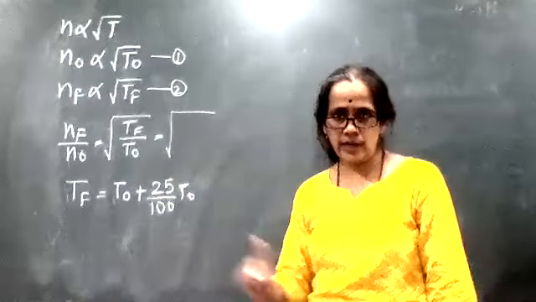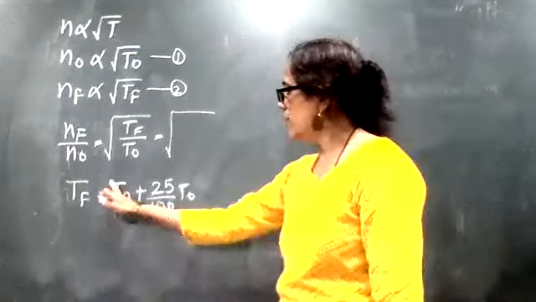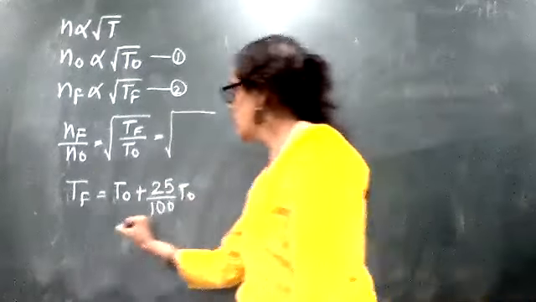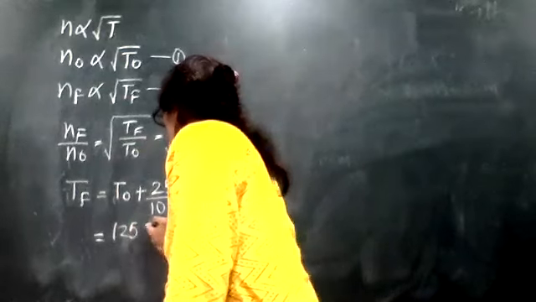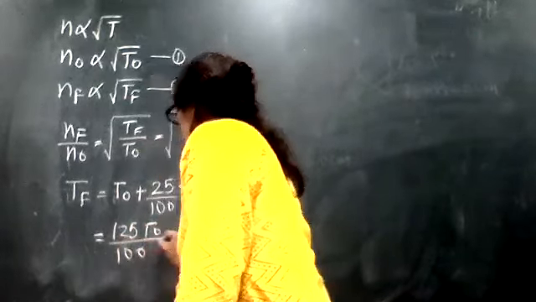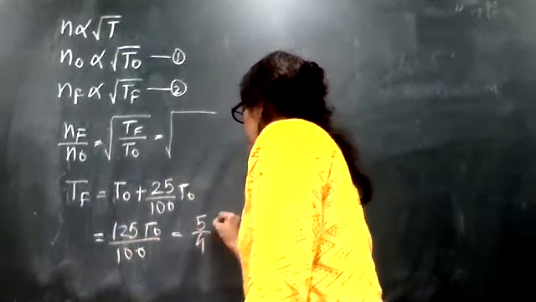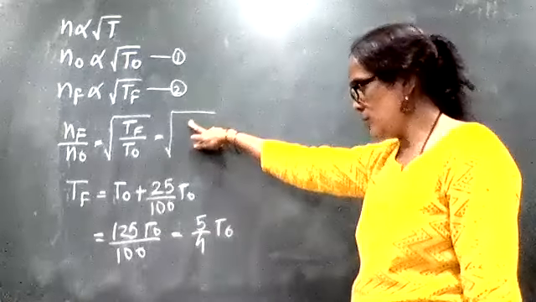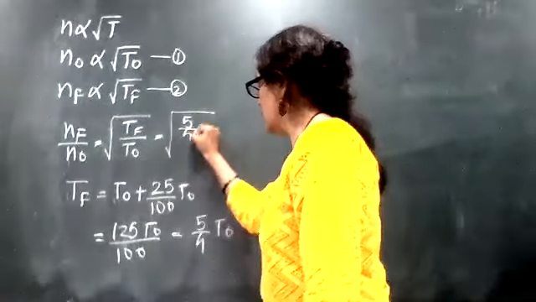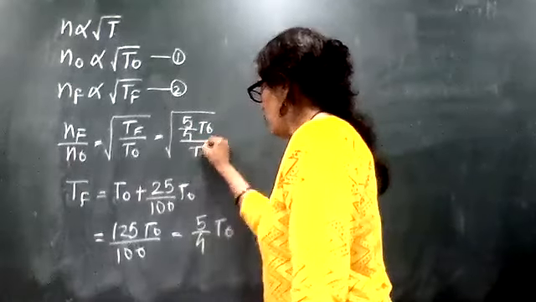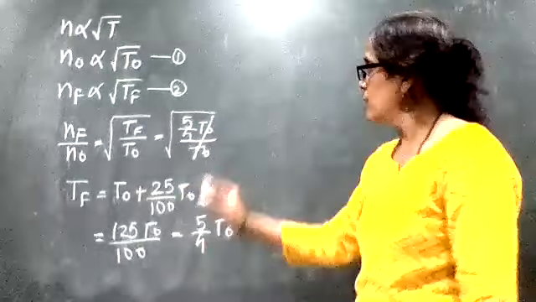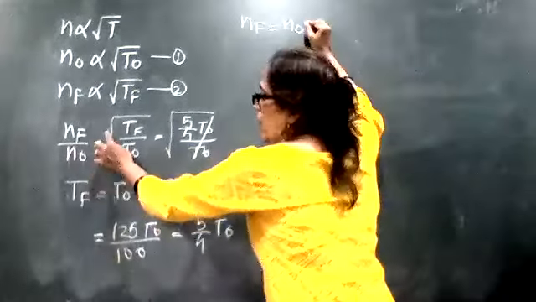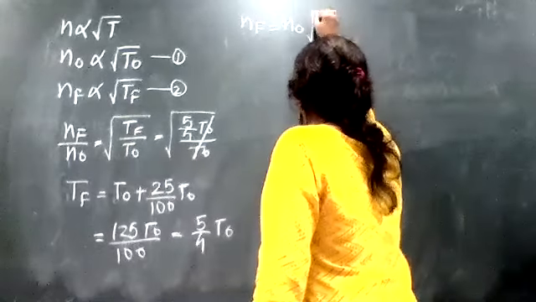25% means 25 by 100, right? So here 100 is multiplied: 100 T0 plus 25 T0 means it is 125 T0. So I am getting 125 T0 upon 100, which I write as 5 by 4 T0. That value I am going to substitute as TF. So 5 by 4 T0 divided by T0. The T0 factor will get cancelled. What is remaining now? NF is equal to N0 multiplied by under root of 5 by 4.